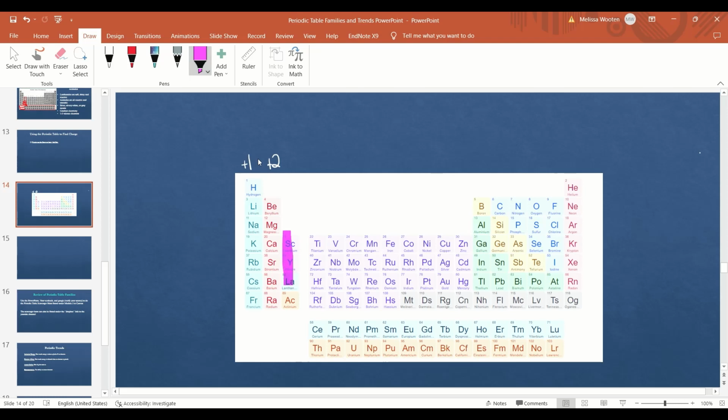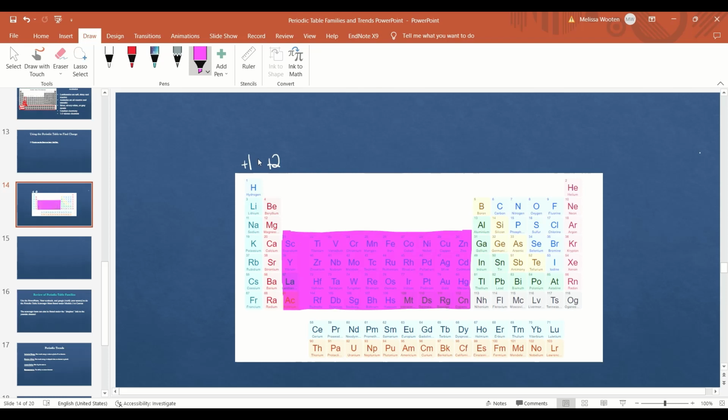Our transition metals vary, and I'll show you how to figure that out later. So I'm just going to put those in purple just to show that we're not going to worry about them right now. And we can figure out their charge based upon what they are bonded with.